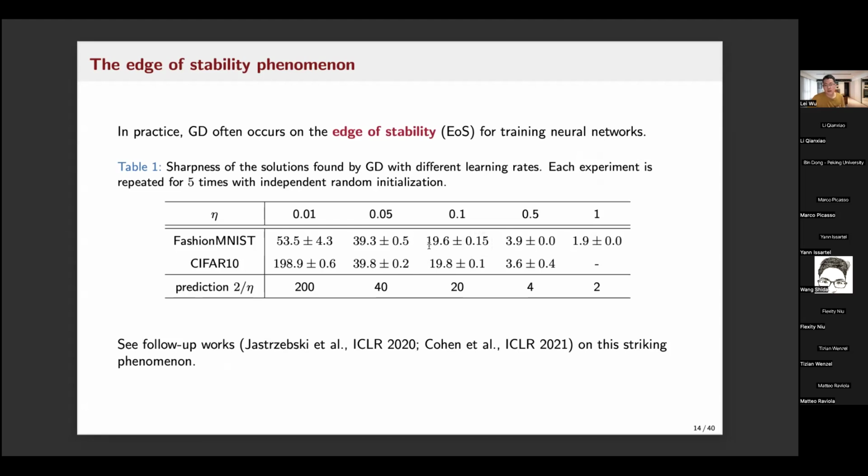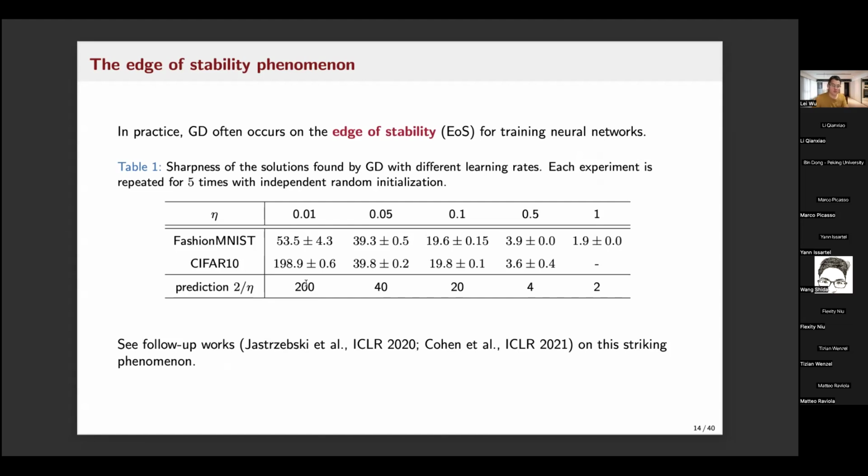We can see that the sharpness of the GD solution is not only smaller than the upper bound, it's actually very close, nearly equal to the upper bound. This means that GD training of neural networks occurs on the edge of stability: the stability condition is not only satisfied, it is nearly saturated. So even before you train your neural network, you can predict the sharpness of the converged solutions. This is very relevant for the real training of neural networks.